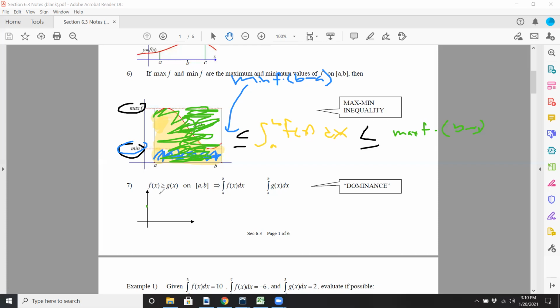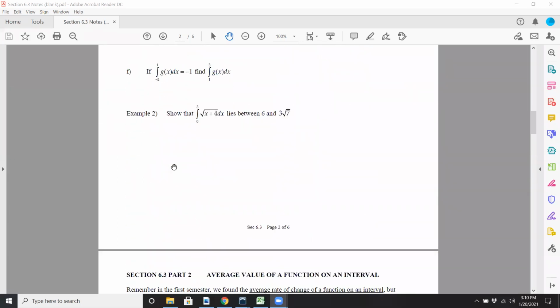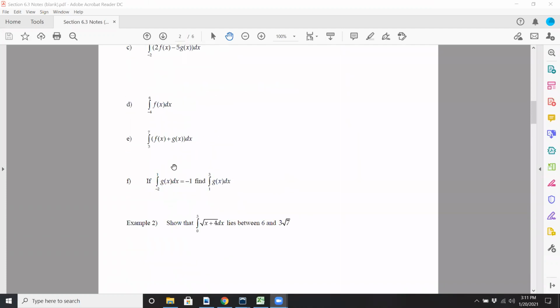If f of x is always bigger than g of x, so you have this, and say g of x looks like that. So here's g, and there's f. The integral from a to b of f of x is obviously going to be bigger than that of g of x, or equal if they happen to be the same curve. And that's called dominance. So that's another property as well. So let's do a couple examples here using these properties, and then we'll end the video.